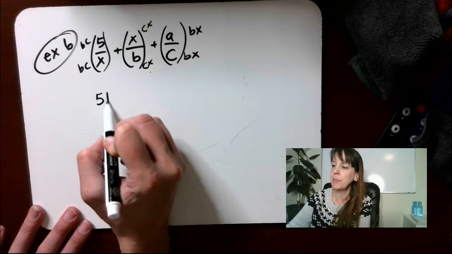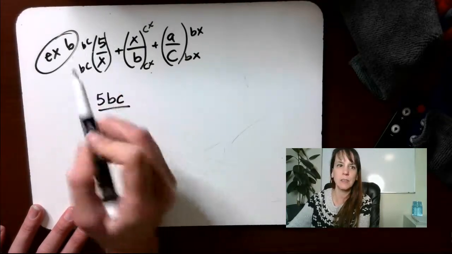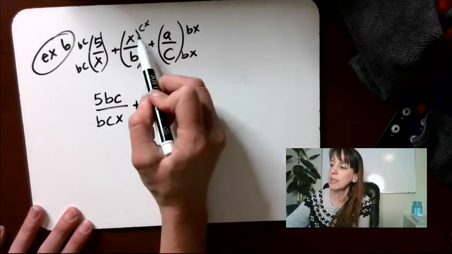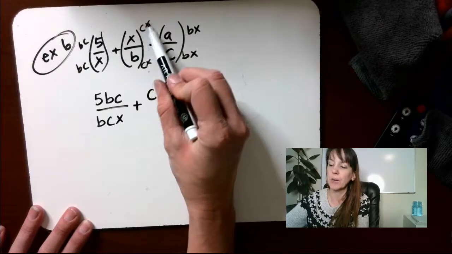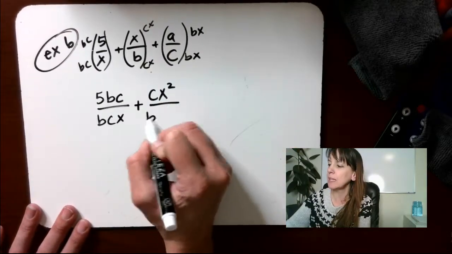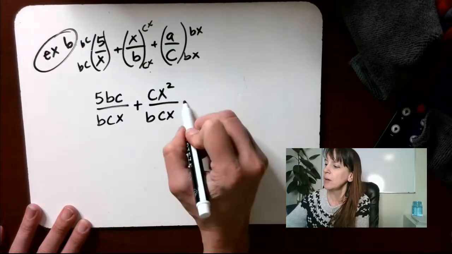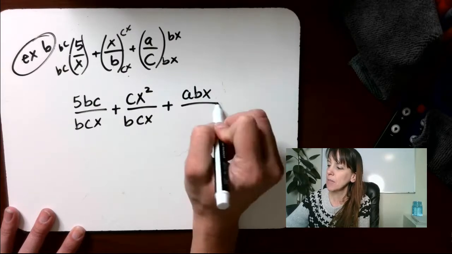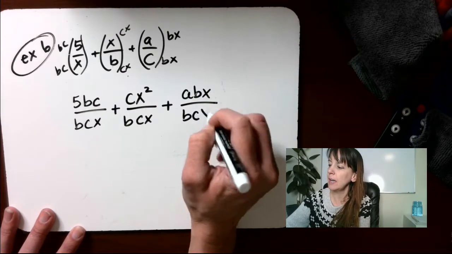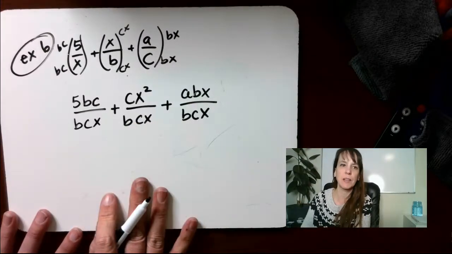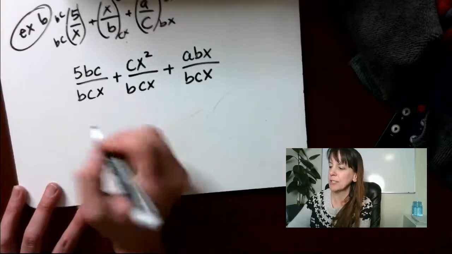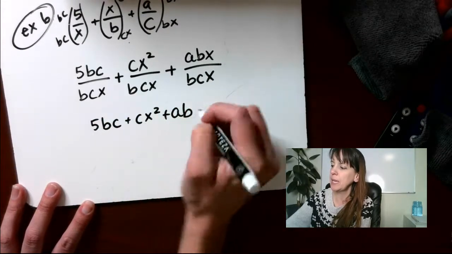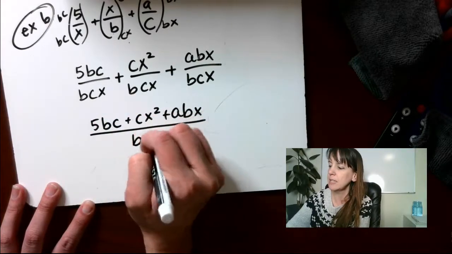So we're going to do our multiplication now. We get 5bc over bcx, because I'm multiplying all of these, right? Plus cx squared, because there are 2 x's: x times x gives me x squared, over bcx. Plus, taking this one and bringing it down, a times b times x, abx, over bcx. Looking at these top bits, there's nothing I can combine, so we just do 5bc plus cx squared plus abx all over bcx, just like that.